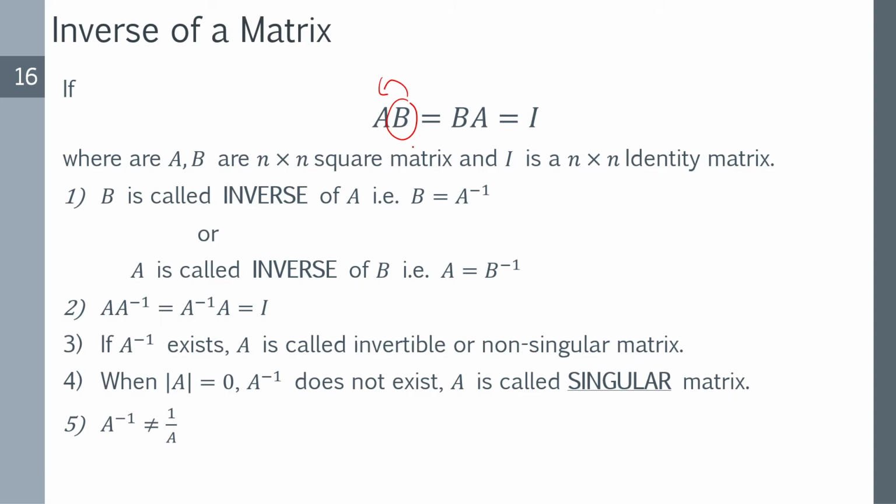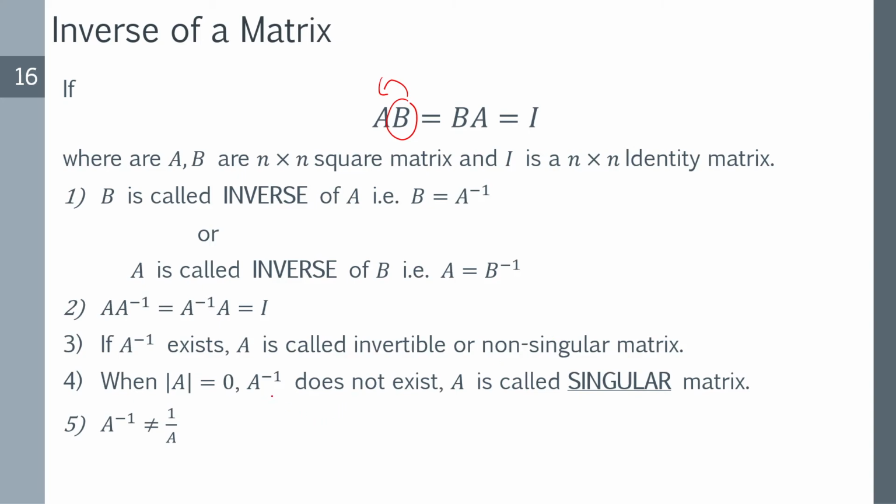Okay, so they are the inverse of each other. The first thing you need to know is that A multiplied by its inverse is the identity, and the inverse multiplied by A is also the identity. That's why these two are inverses of each other. If your inverse exists, A is called invertible, or non-singular. Please remember, if the inverse exists, it is called non-singular.